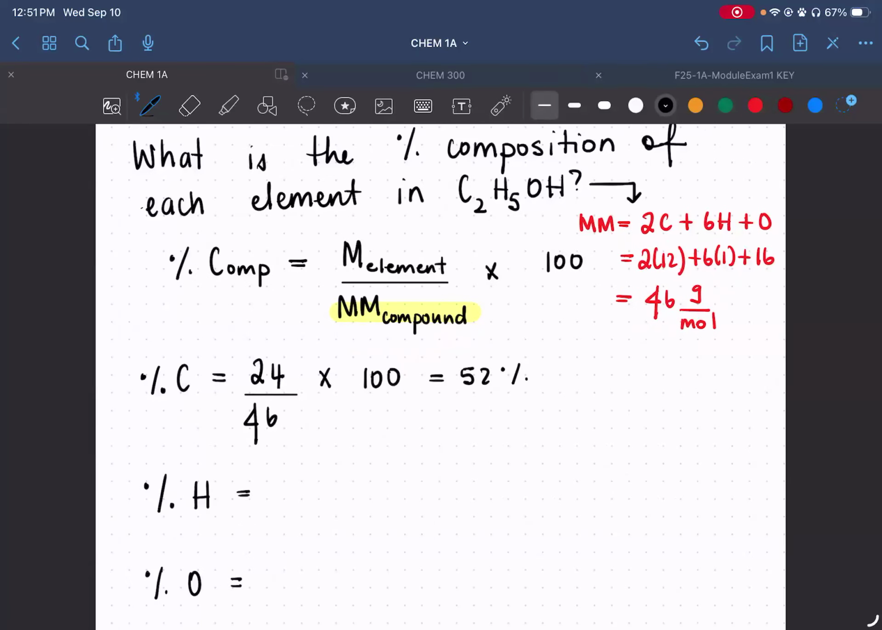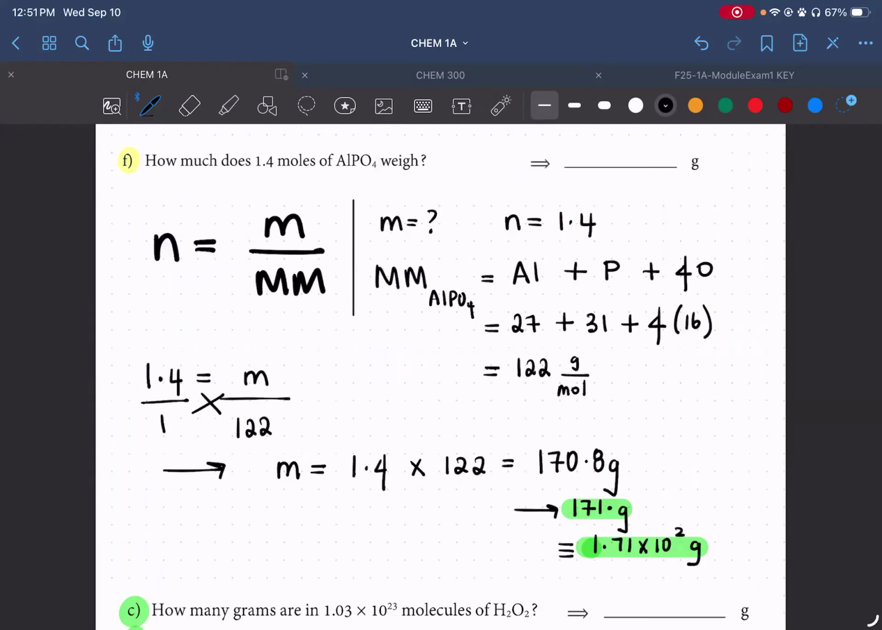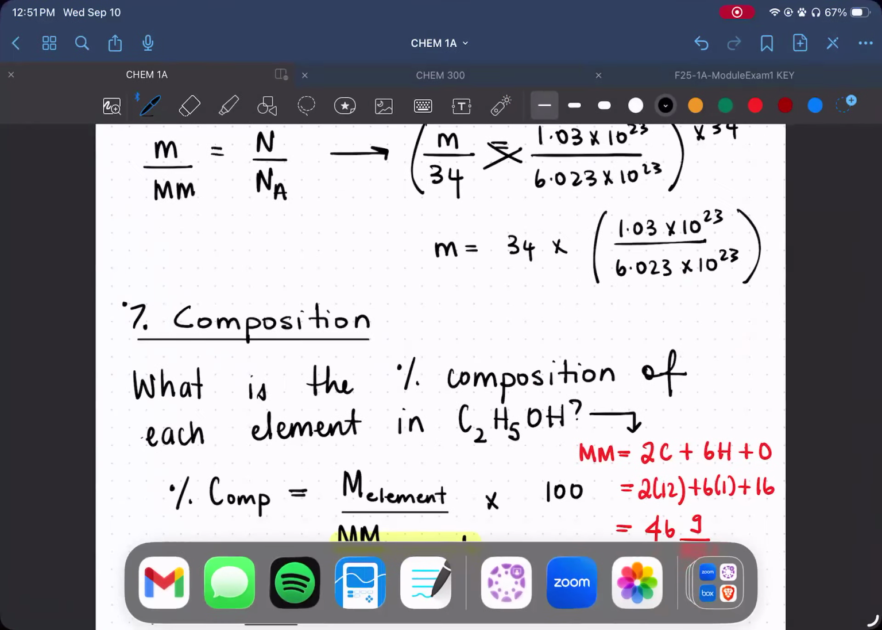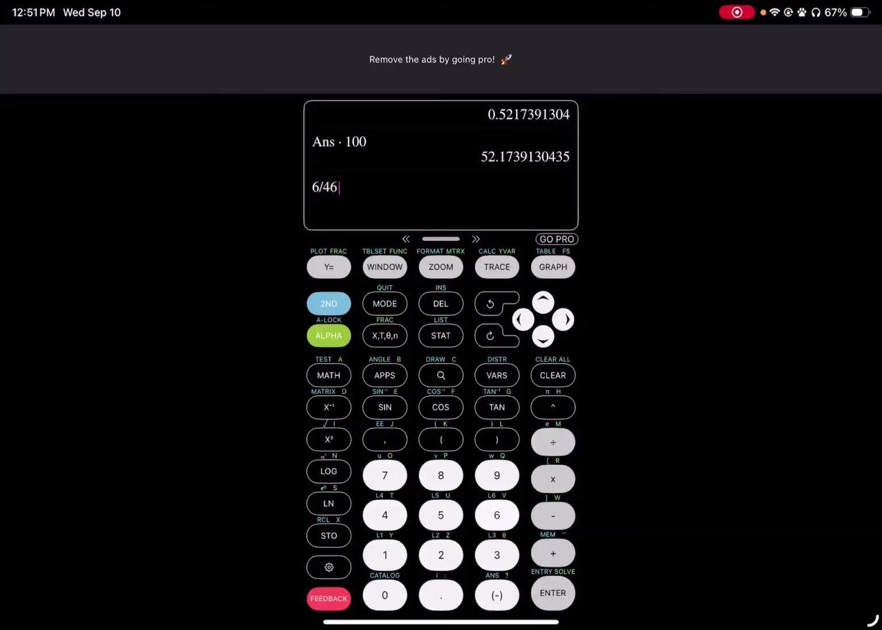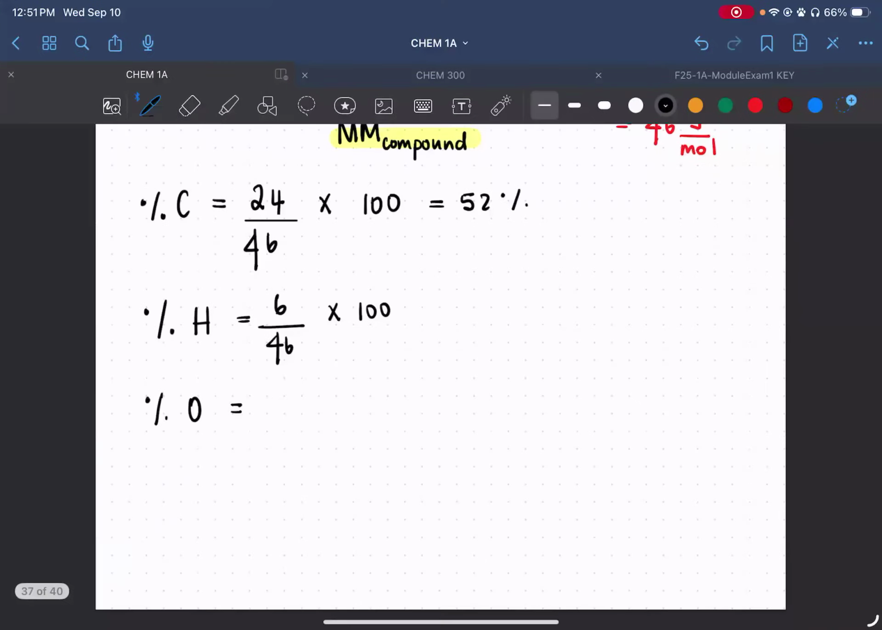So starting with the hydrogen, there are in total 6 hydrogens present. Each hydrogen is 1 gram, so that's 6 in total. The molar mass is 46, so 6 over 46 times 100. 6 divided by 46 times 100 is approximately 13%.